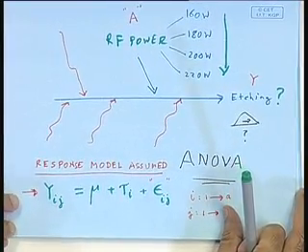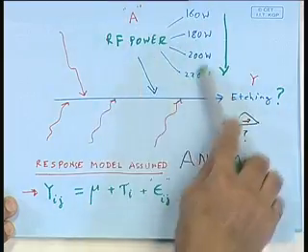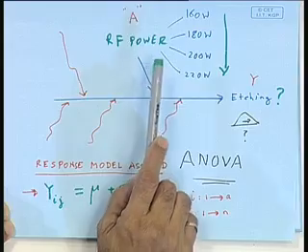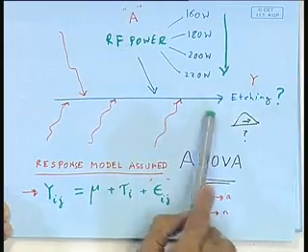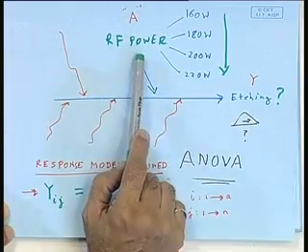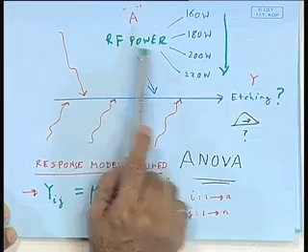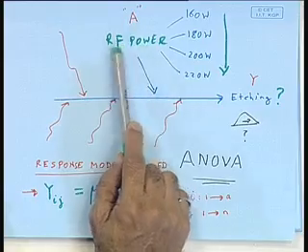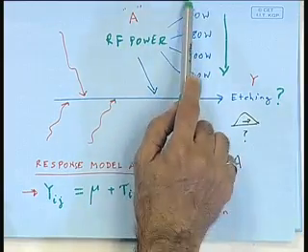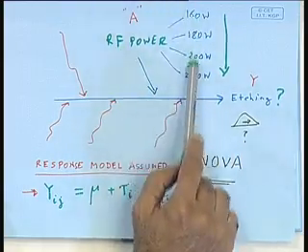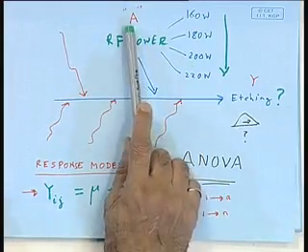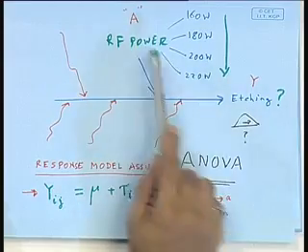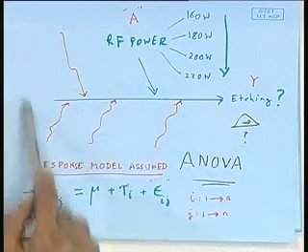Suppose indeed RF power had no effect whatsoever on etching. Then the effect that we would measure here would be affected by all these noise factors. So in fact, if RF power had no effect whatsoever on the response, we'd probably find the mean sum of squares due to treatments, which is like the mean of all the deviations that I produce by varying the experimental factor over this full range of treatments, should be comparable to what we have here from the errors.